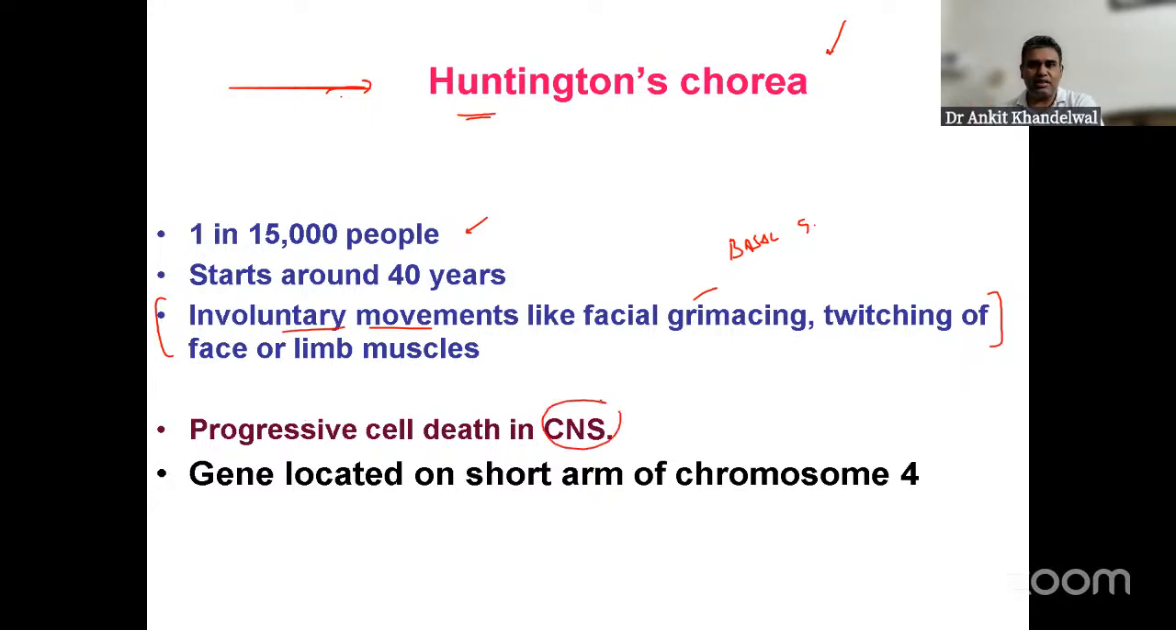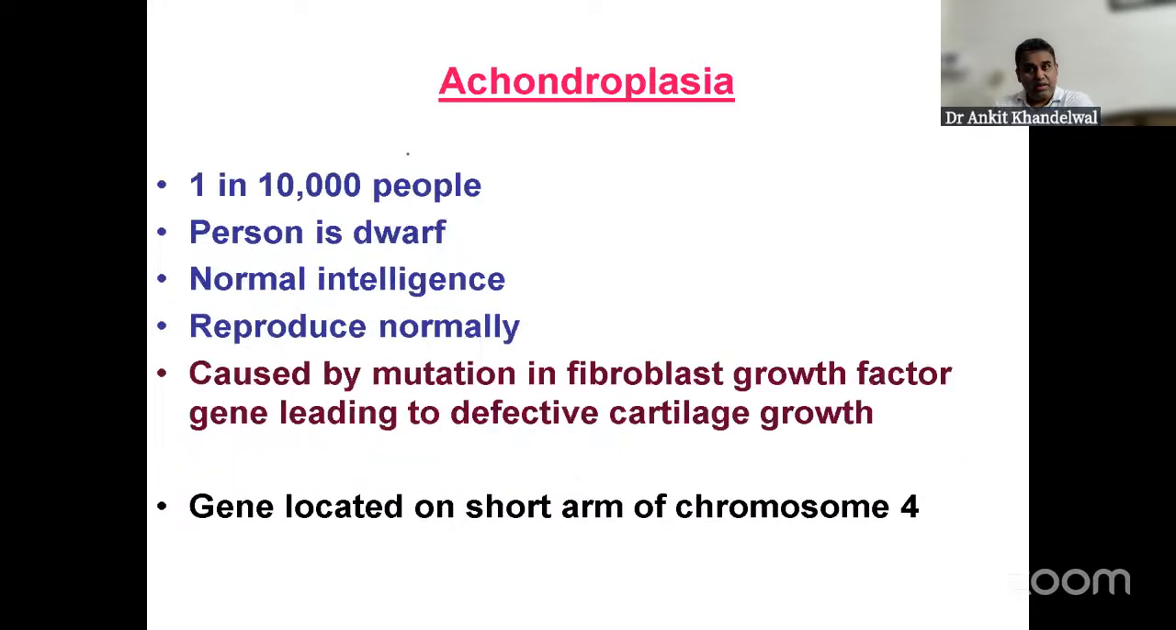There is progressive cell death in the CNS, as you will see when you reach the neuro part in anatomy and physiology. Where is the gene located? It is a genetic disorder on the short arm of chromosome number 4, 4p. So it can be another MCQ with options 4p, 4q, 5p, 5q. Remember, it is 4p. That was Huntington's chorea.